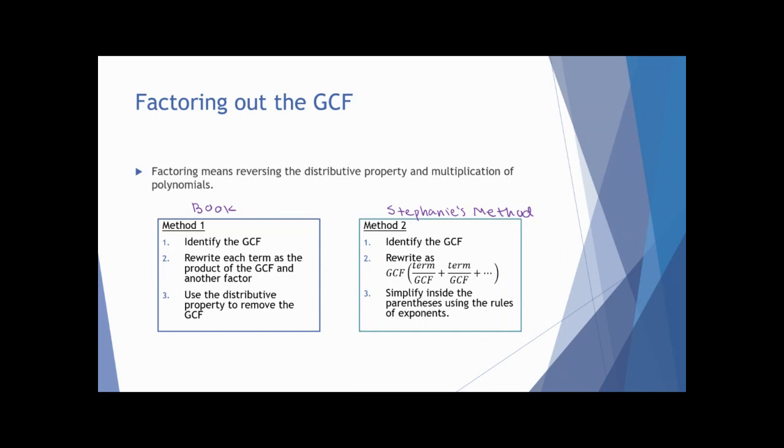My method starts the same. You're identifying what the greatest common factor is, but then I'm having you rewrite what you have, where you put your greatest common factor in front, you add parentheses, and then you take each of your terms and you create a fraction with the greatest common factor. Then you're simplifying those fractions inside the parentheses by using the rules of exponents, where you're dividing the numbers, and then those rules of exponents we learned last week is if you have a fraction, you subtract the exponents. So that's my method. I'm going to show you both of these methods on the same problem so you can see how they work side by side.